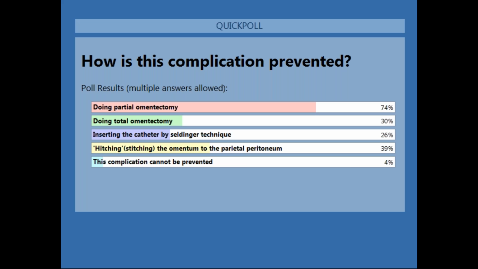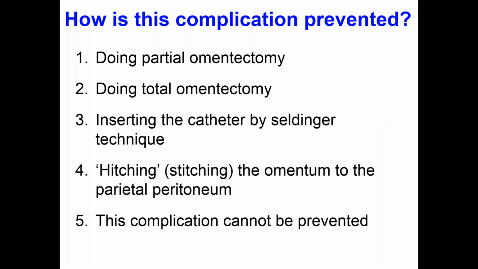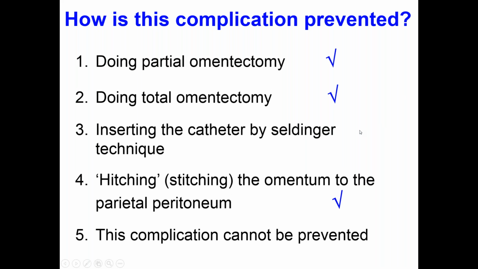I don't know if you can see it on your screen, but what I can see on my screen is that most of you have got the correct answer. Okay, yeah. So looking at this now, the possible ways of preventing this complication are by doing either a partial or a total omentectomy, or by hitching the peritoneum, so stitching the omentum to the parietal peritoneum. And these are the three possible ways to try and avoid this complication.